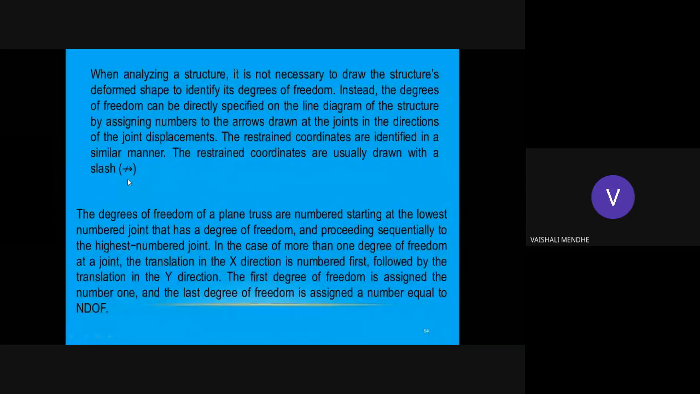So there are two types of coding that we have to consider: to identify the degrees of freedom we use the freedom code, and the other coding we call the restraint code. These are to be assigned in a global coordinate system in ascending order, like 1, 2, 3. And always we give the freedom codes first and then the restraint codes. The degrees of freedom of a plane truss are numbered starting at the lowest number joint that has a degree of freedom and proceeding sequentially to the highest number joint.